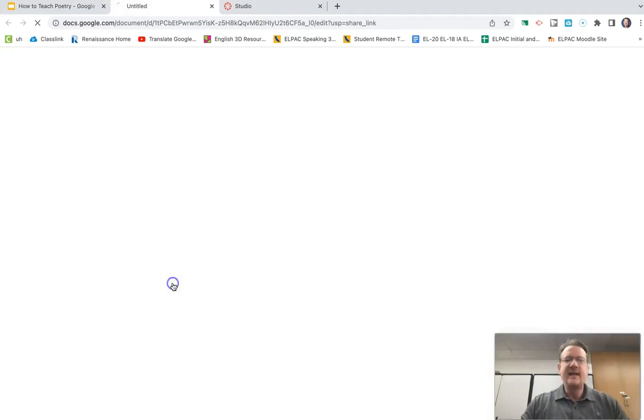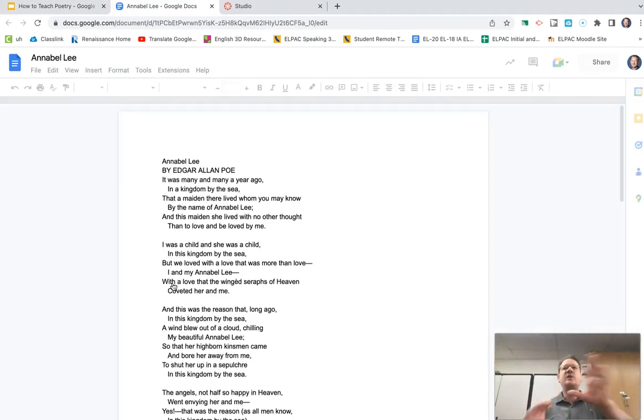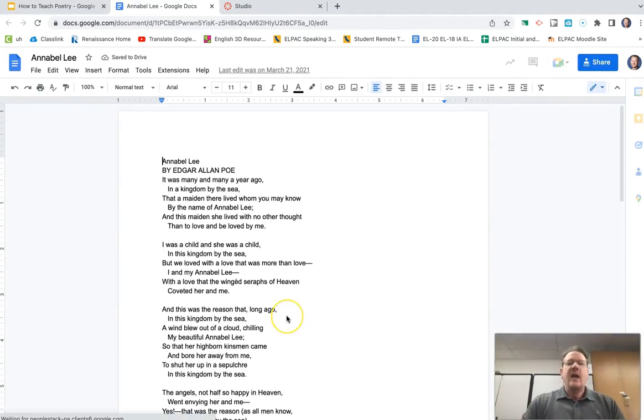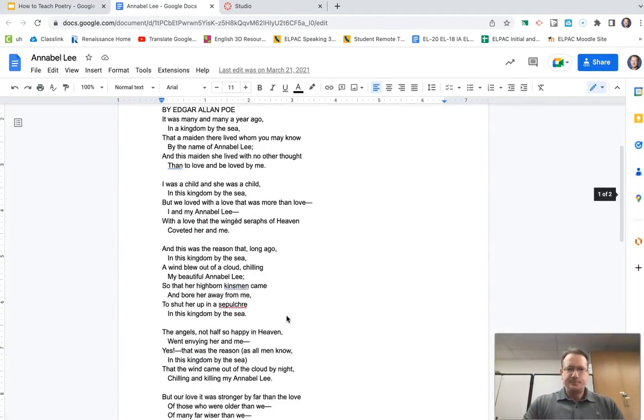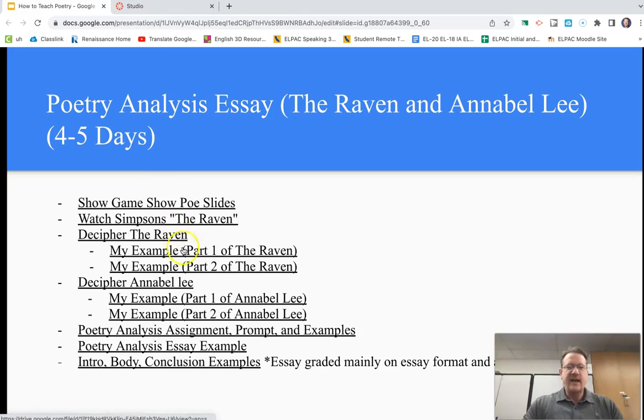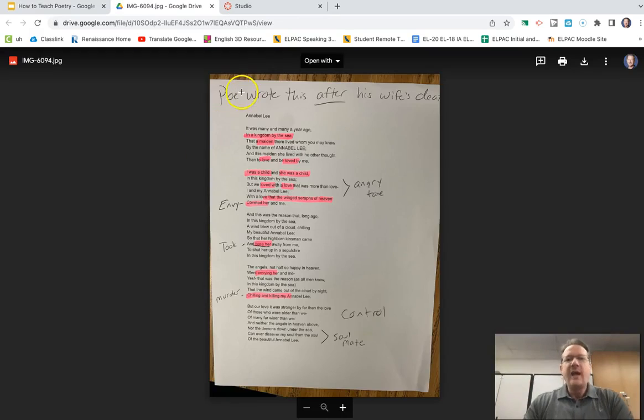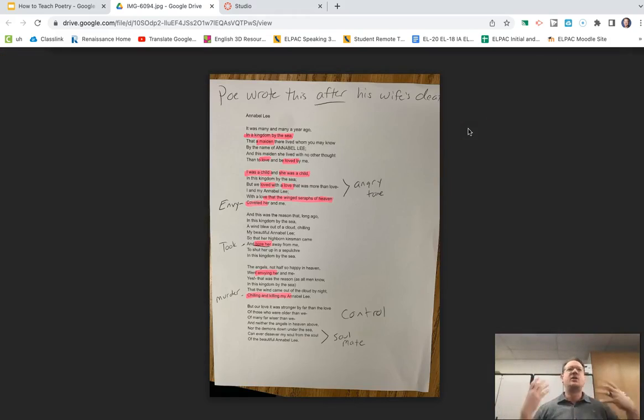So let's then look at Annabel Lee. And again, I do these two poems, and this is still day one. I pass out Annabel Lee. It's a much shorter poem, and I say right away, you're going to see the difference in tone right away. So I have the students write this down at the very top of Annabel Lee: Poe wrote this after his wife had died. So keeping that in mind, because in The Raven, it's very dark and depressing. Annabel Lee is a much lighter, like, hey, kingdom by the sea, my wife, my love of my life, she's amazing. Oh, but the angels were still jealous.